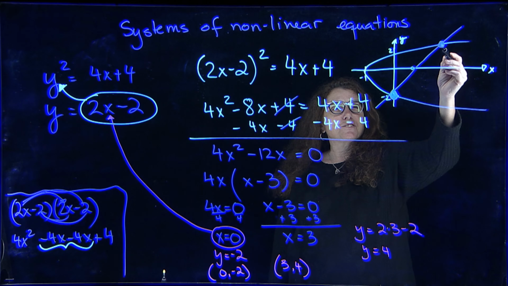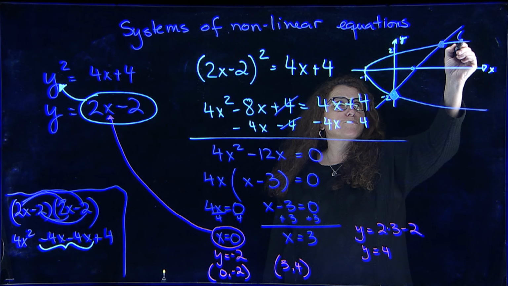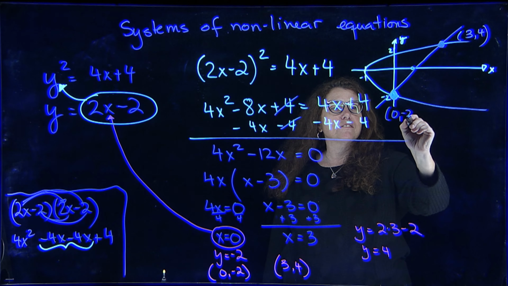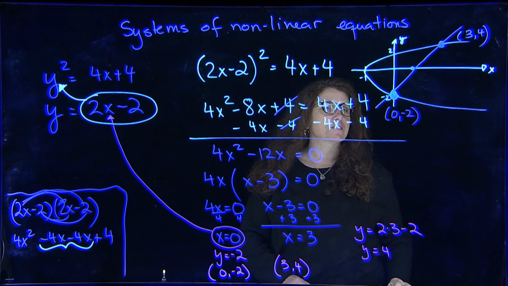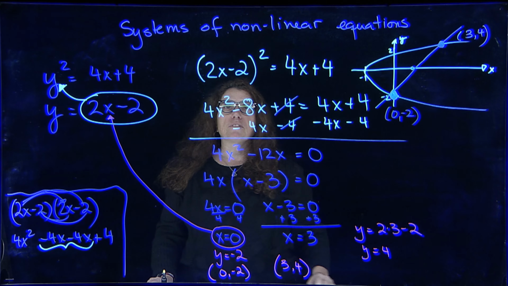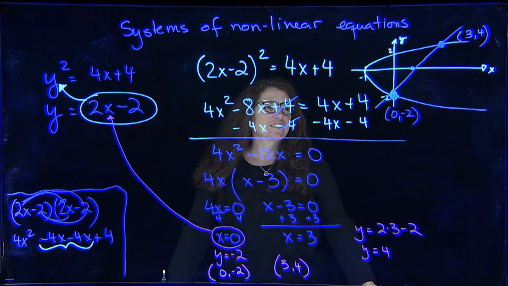They intersect at 2 points, and this would be (3, 4), and here we have (0, negative 2). So more or less, this is a sketch of what we had presented right here with our systems of nonlinear equations.